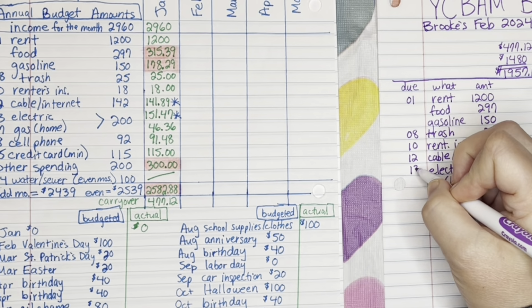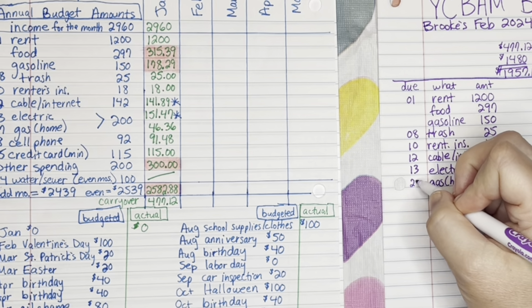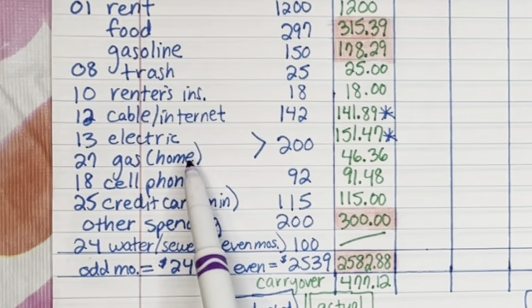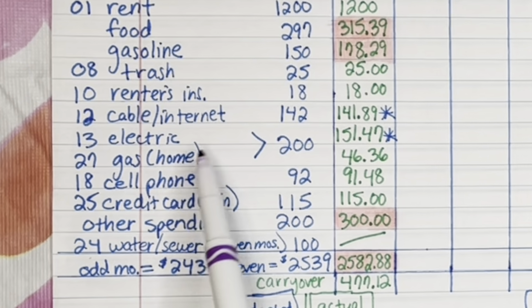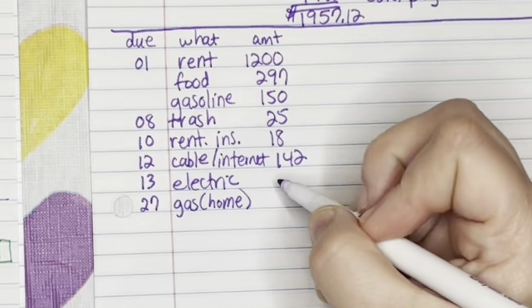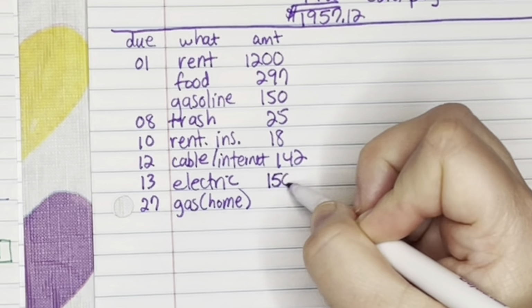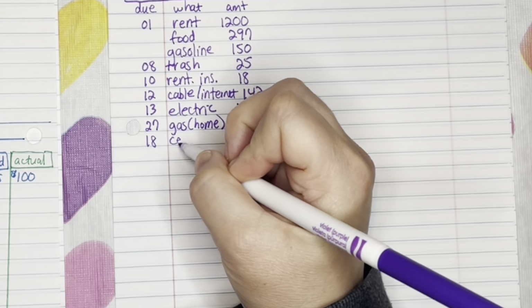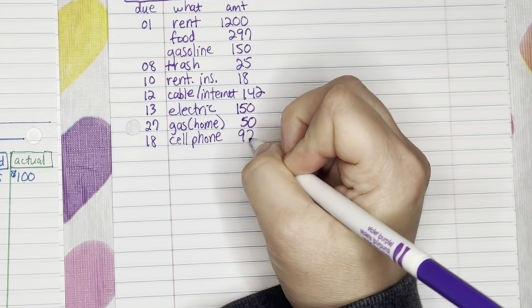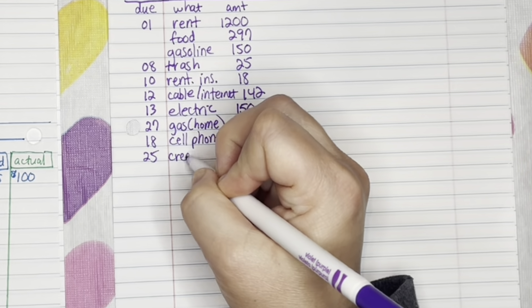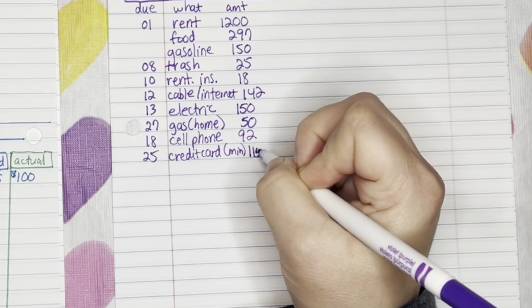Her electric bill is due on the 13th. The gas that she uses for her house is due on the 27th. The electric and gas bills change from month to month, but both of them usually add up to about $200. She's going to budget $150 for the electric and $50 for the gas. The cell phone bill is budgeted for $92. On the 25th, the credit card minimum is $115.